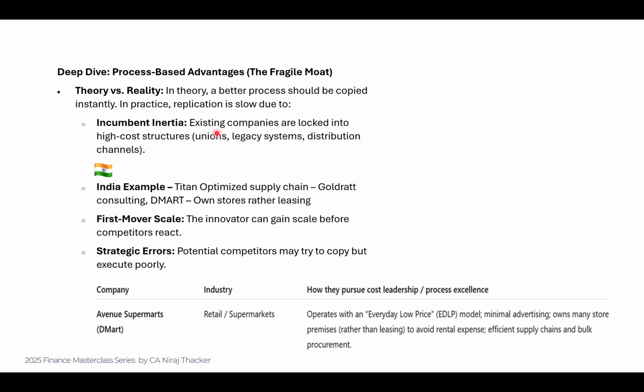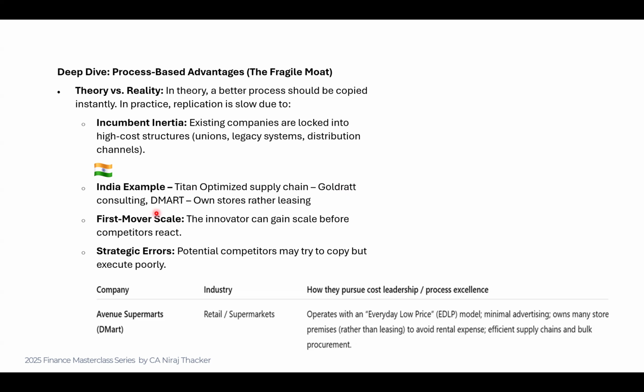So say existing companies. So for example, process we are talking about, correct? If the process is replicable by the competitor, then there is no edge. One example I can give, which I know, is Titan, who have done very well in supply chain. They did consulting with Goldratt Consulting, and they did very well. They were losing a lot in inventory, but when they had this consulting firm, very little money was stuck in working capital, and they saved a lot of money and did very well.